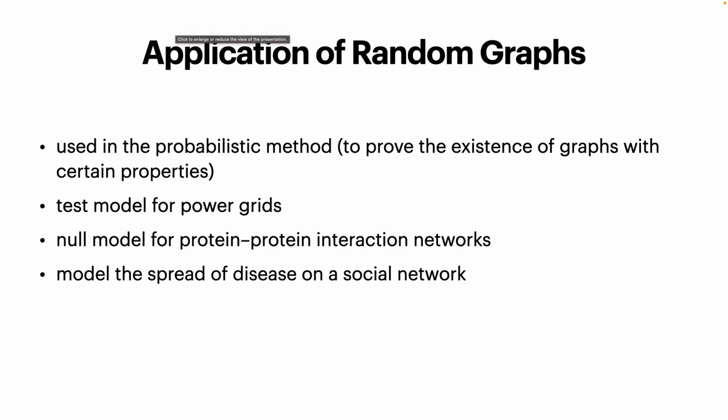Then we will give some examples of how random graphs are applied to show their importance. Random graphs are widely used in the probabilistic method, where one tries to prove the existence of a graph with certain properties. By a lemma, the existence of a property on a random graph can often imply the existence of that property on almost all graphs.